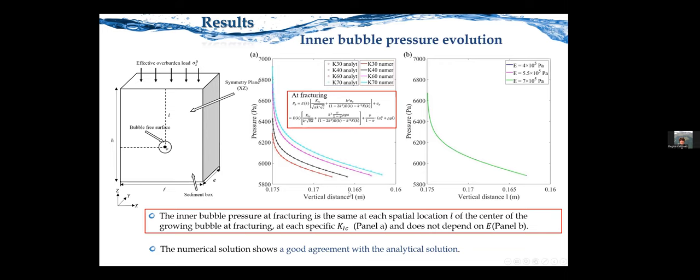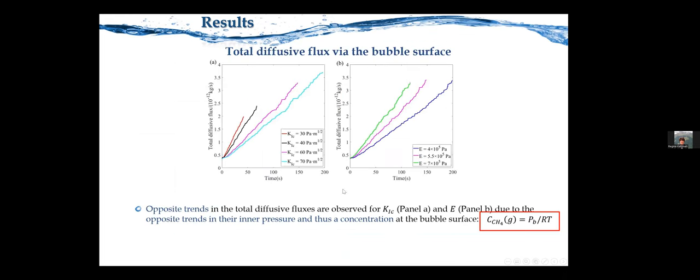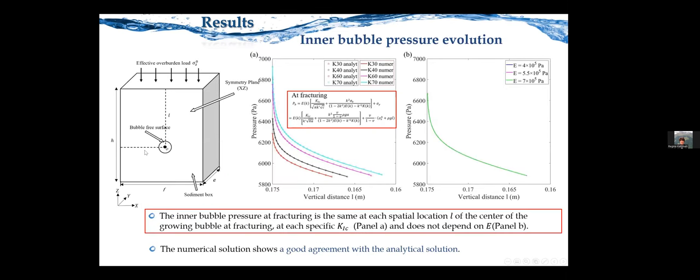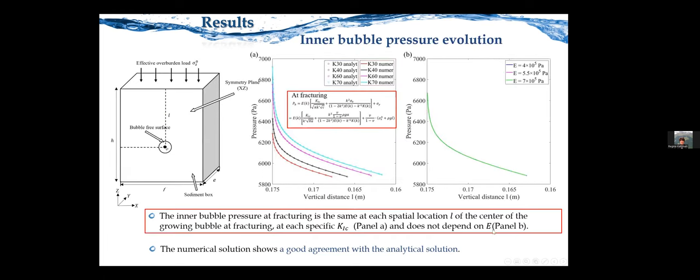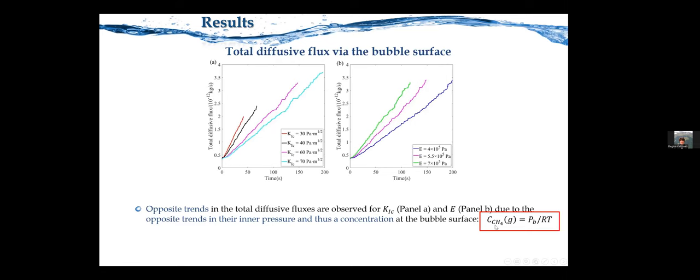They actually define the diffusive flux to the bubble, and these opposite trends in the total diffusive flux are observed. You can see the faster diffusive flux for the smallest fracture toughness and for the biggest Young's modulus. Okay, and those are due to the opposite trends in the bubble pressure that induce a smaller concentration on the bubble surface and then the larger flux.